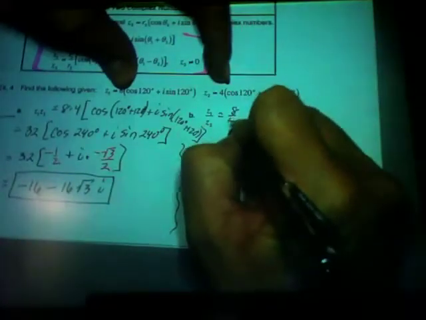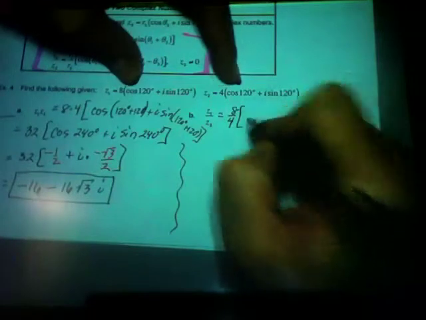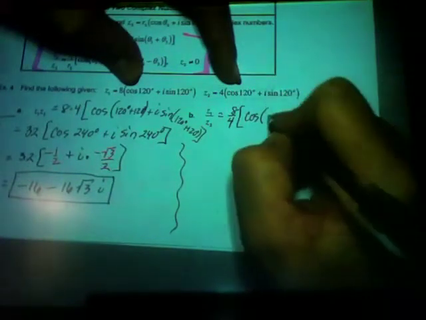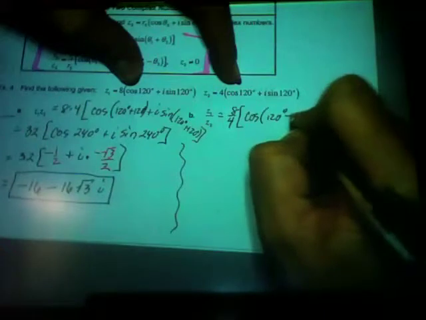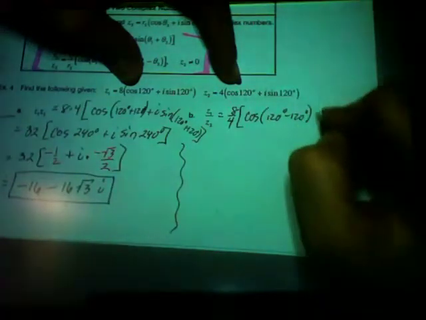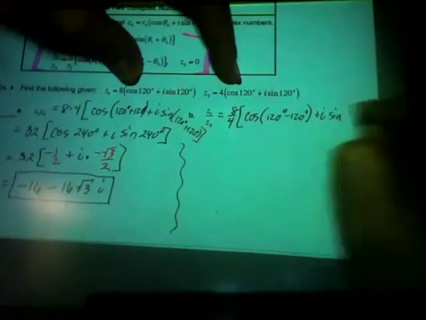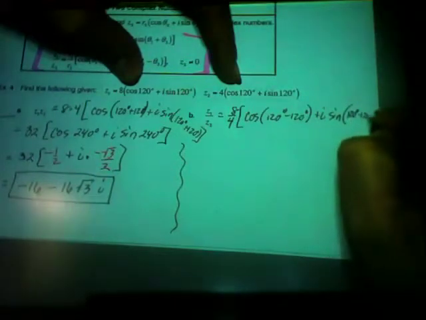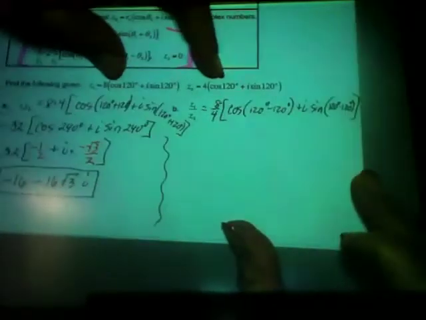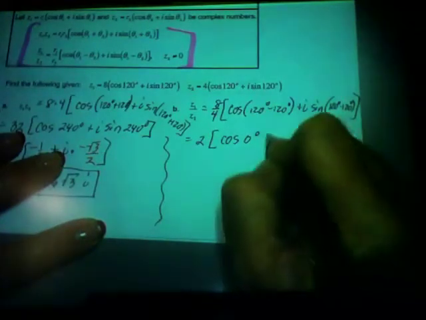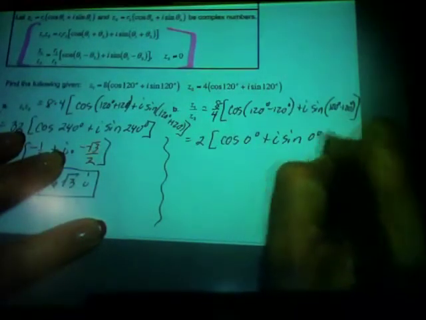All right, so then for division, all you're going to do is divide your r's. So I'm going to take 8, divide it by 4, and then I have my cosine, and I'm going to subtract my degrees, plus I sine of 120 minus 120. So what degree do I end up with? 0, which is nice. So I end up with 2 cosine of 0 degrees plus I sine of 0 degrees.